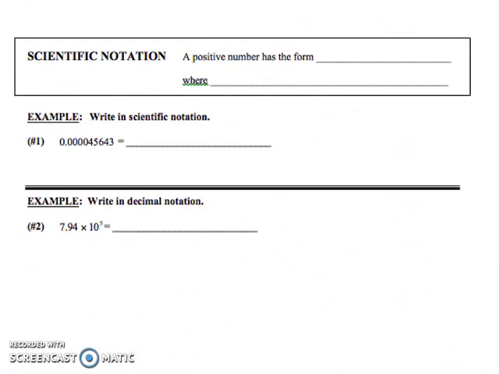Now we're going to change gears a little bit. We're going to talk about scientific notation. This is something that you've seen many times before, both in math classes and in science classes. A positive number has the form x equals c times 10 to the nth power, where c is between 1, or could be 1, greater than 1, but must be less than 10. And n is an integer.